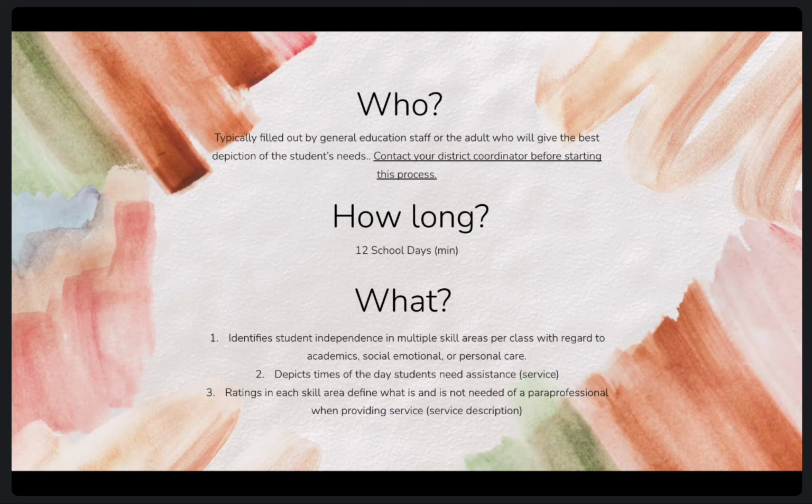We typically use a para matrix for 12 school days minimum. And then it helps us to identify in multiple skill areas what a student needs as far as academics, social emotional support, or PCA care. It helps depict the time of day that students need assistance. This can be helpful whether you're looking at a high school schedule per class or even down to elementary times. Maybe the student struggles during morning meeting, but does a great job transitioning on and off the bus and getting their materials ready before class.